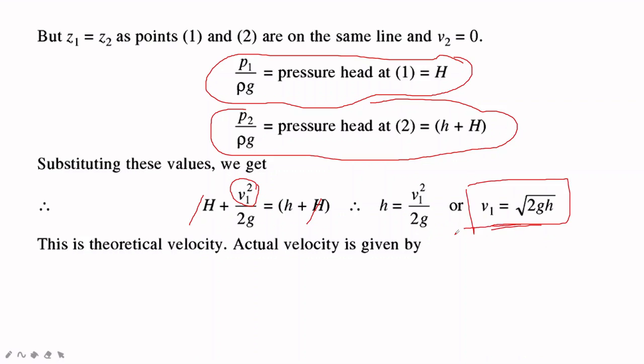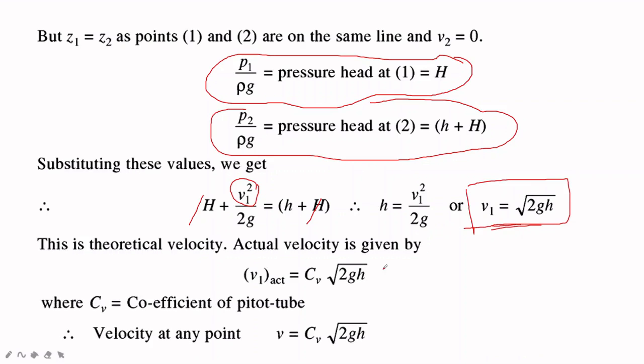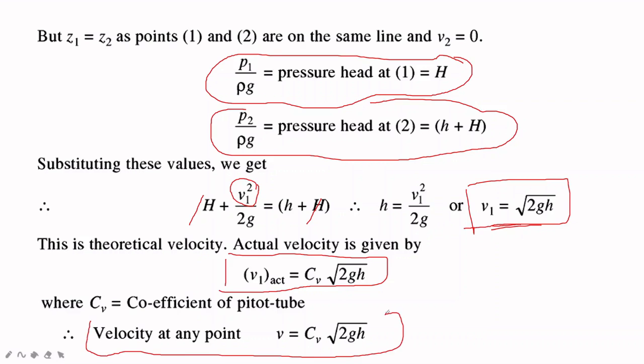So this is the theoretical velocity. According to the theory and the formulas, this is the velocity, but the actual velocity will be lower, right? So V1 actual is equal to what? Cv, where Cv is the coefficient of pitot tube. So the actual velocity is given by Cv into root 2gh. So velocity at any point in the pitot tube can be given as V is equal to Cv into root 2gh.